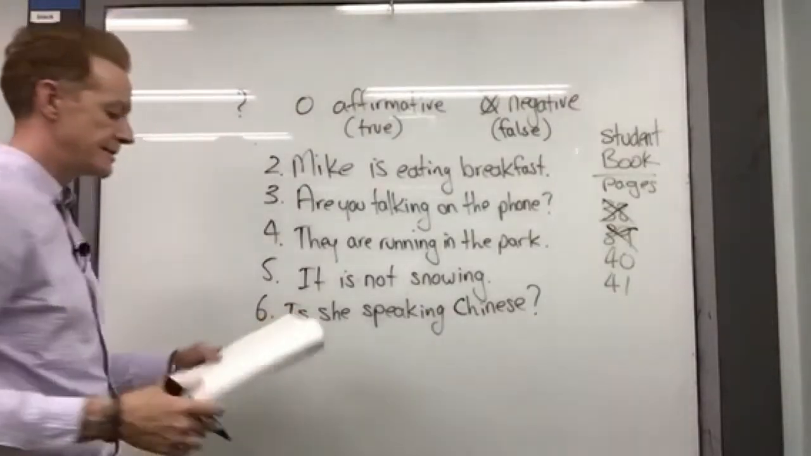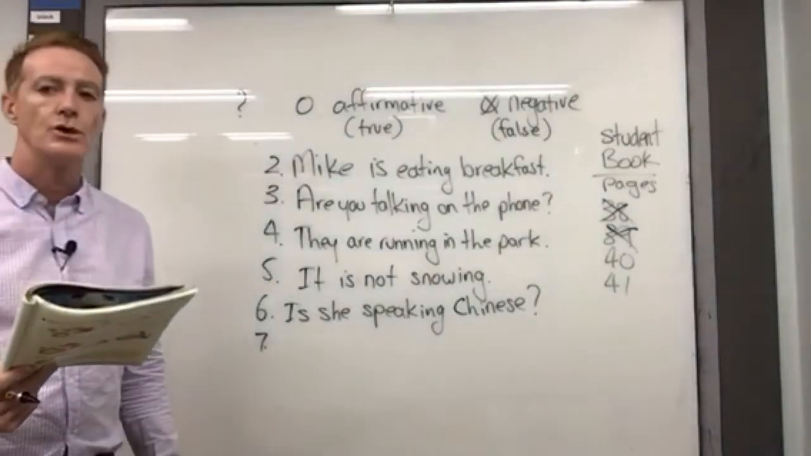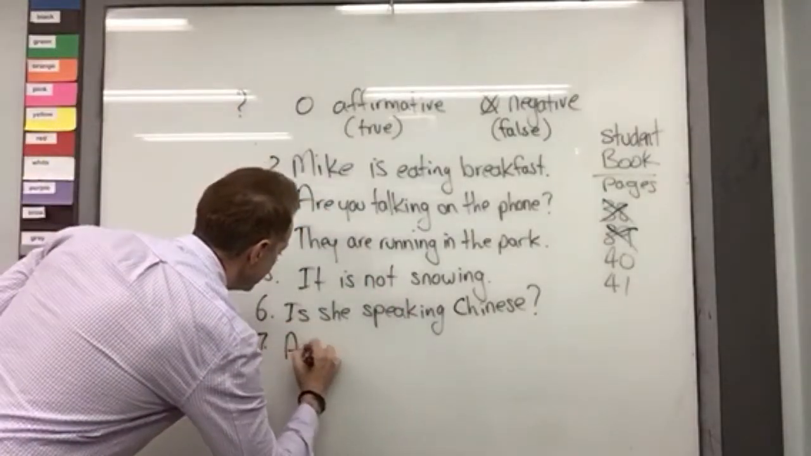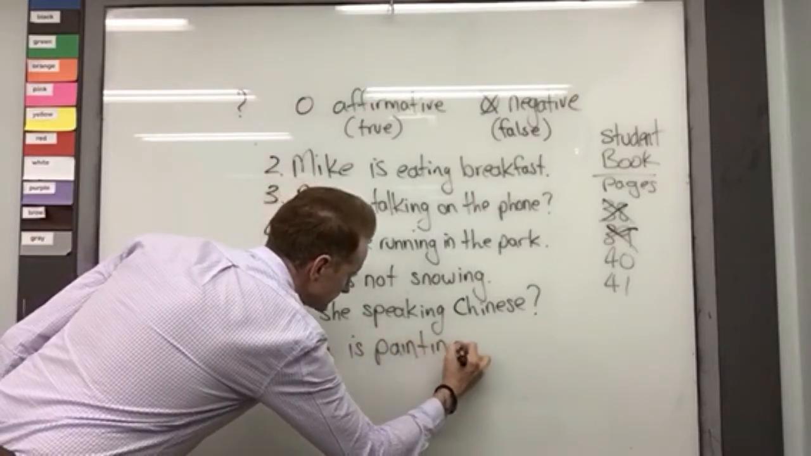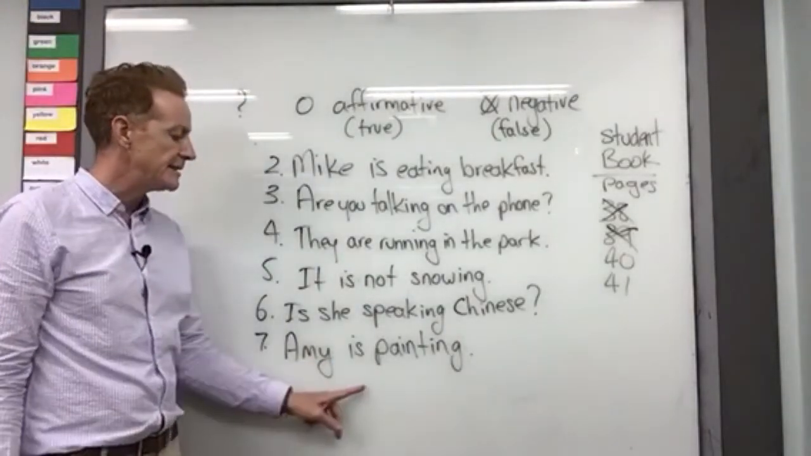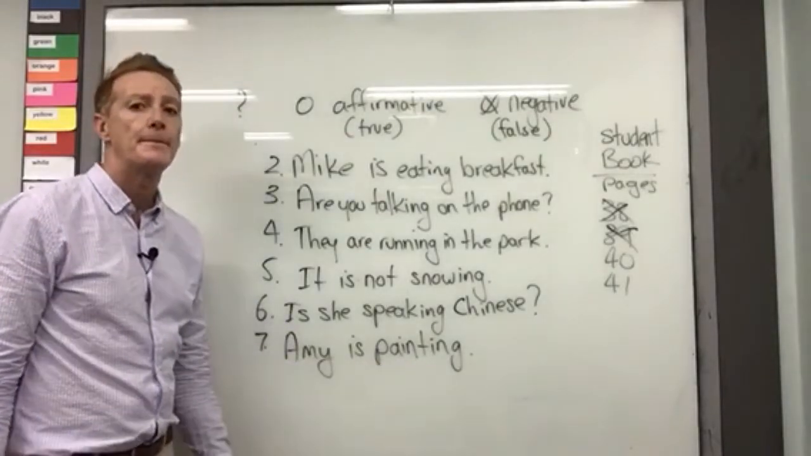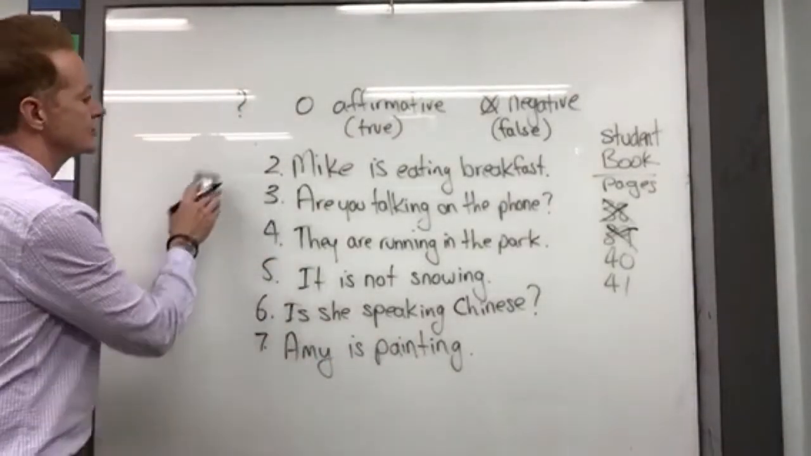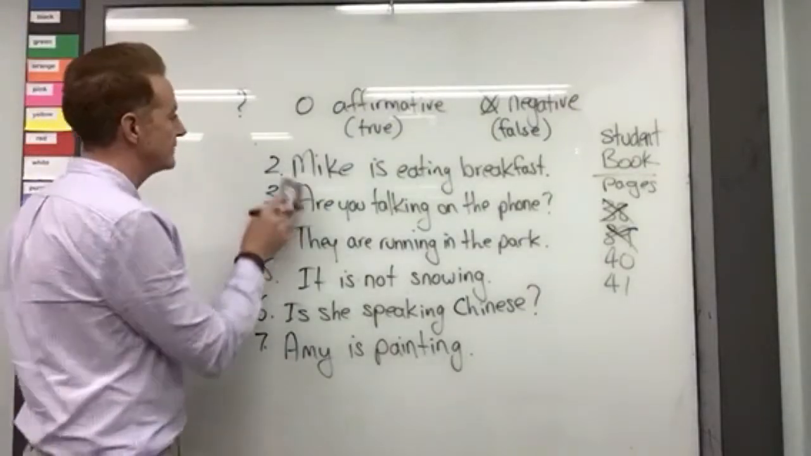All right. Number 7, this one has the circle here, so it is affirmative. It is true. The words we have are Amy and paint. So, Amy is painting. This did happen. It is true. Amy is painting. This is the present continuous form of our verb paint. Painting, ing. All right, I need to erase 2, 3, and 4. So make sure you have finished those in your book. If you haven't, just pause the video.